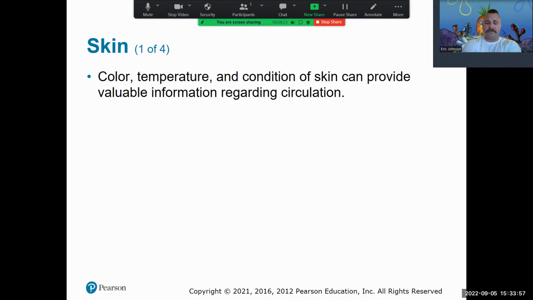The next thing that we're going to look at is skin. We're going to be looking at color, temperature, and condition.